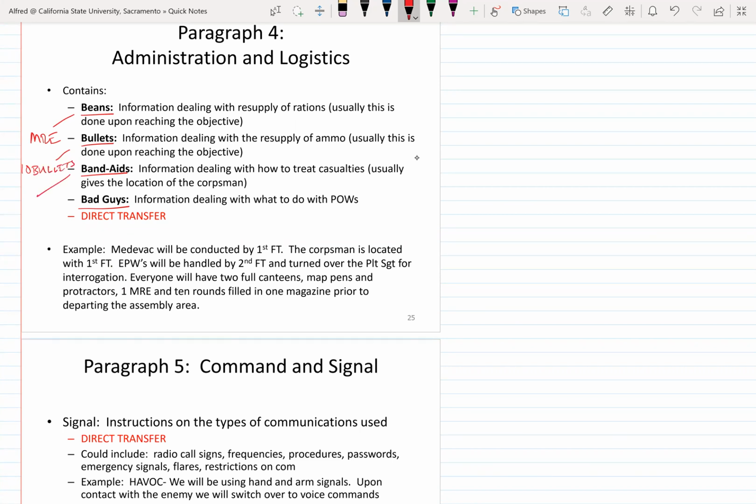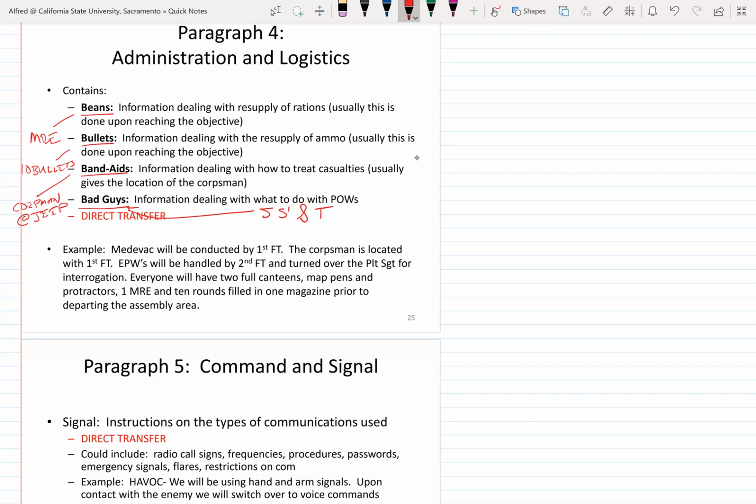Band-aids, corpsman, that Jeep, whatever it is. And bad guys. I don't remember what it stands for, but there's 5 S's and a T. Does anybody know what that stands for?